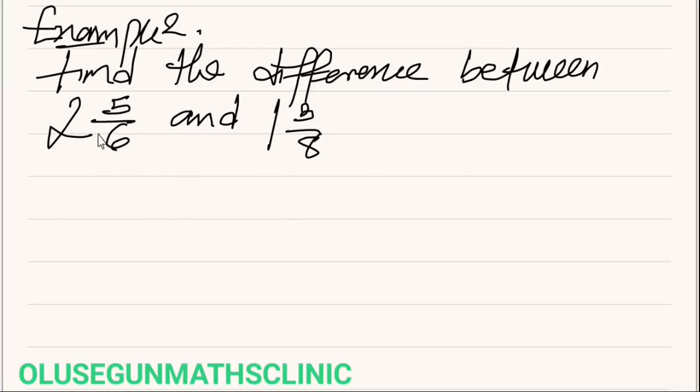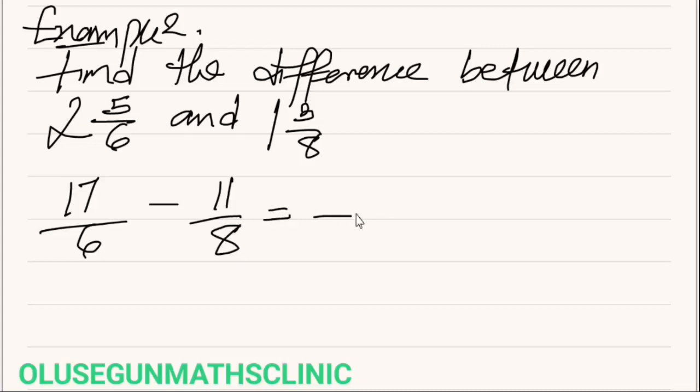So let's convert this one to improper fraction. 6 times 2, we have 12, 12 plus 5. This is now 17 over 6 minus 8 times 1, 8, 8 plus 3. So we have 11 over 8, which is equal to... So our lowest common multiple here is 24.